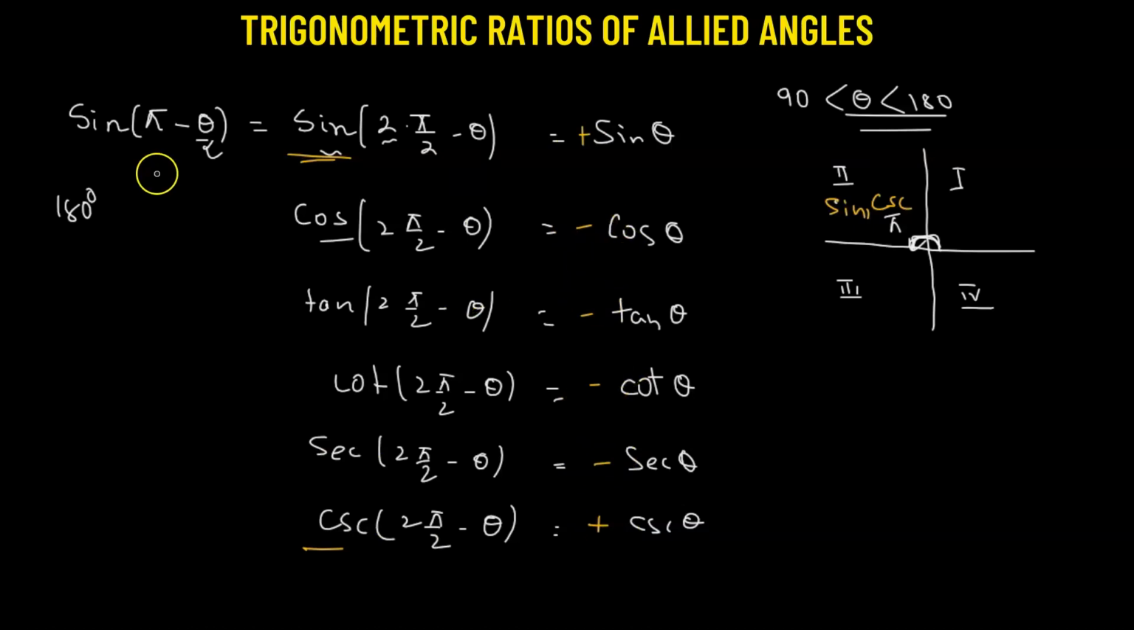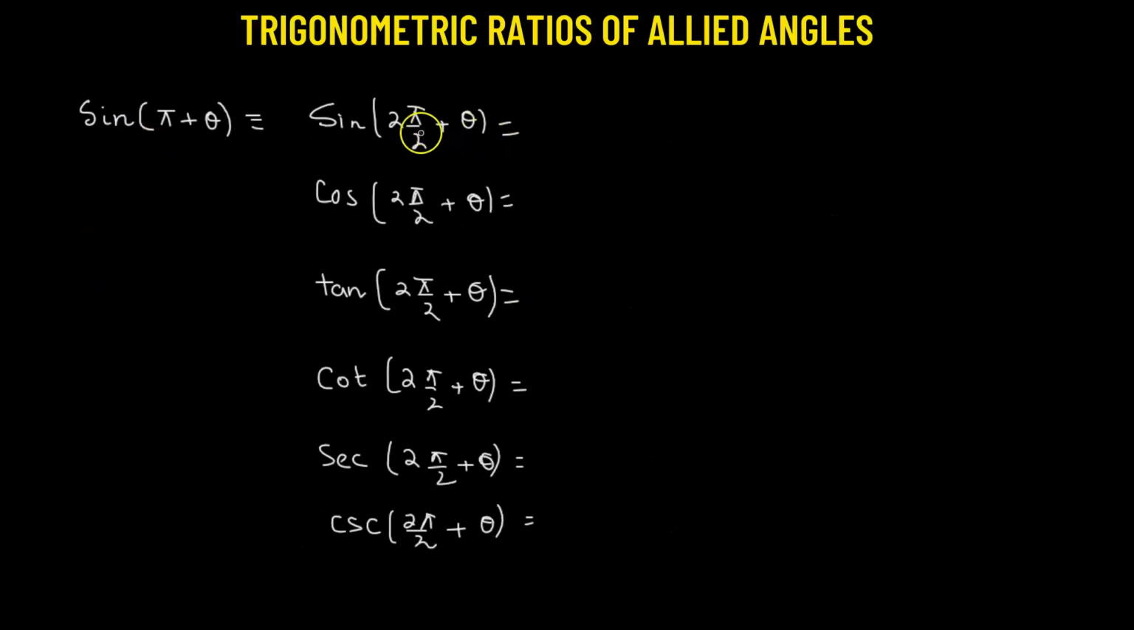Now we're going to the next one, which is sine of pi plus theta. Since we have an even multiple of pi over 2, sine of 2 pi over 2 plus theta is going to give us sine theta. Cosine of 2 pi over 2 plus theta will remain as cosine theta. So the trig functions are not going to change. We have tan theta, cotangent theta, secant theta, and cosecant theta.